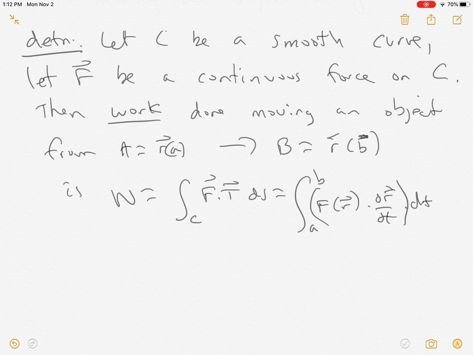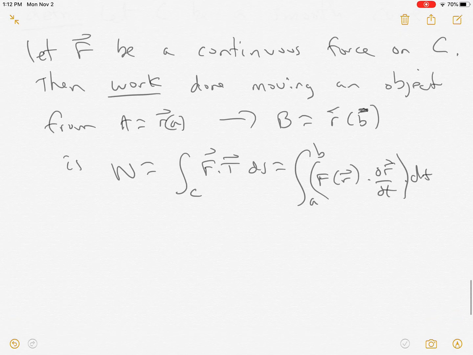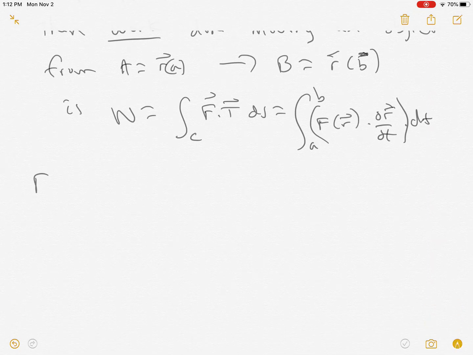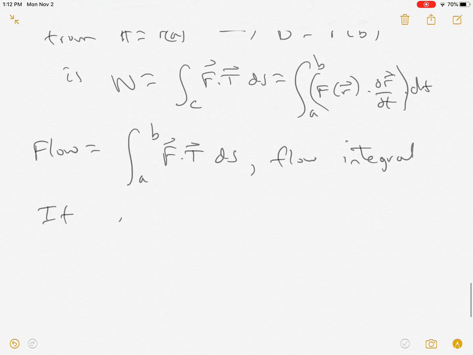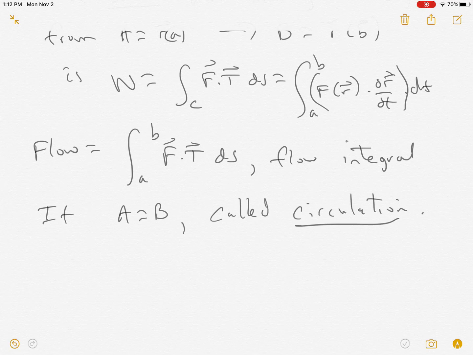Okay, so it's the same integral, and like Calc 2, the same integral does a lot of things, right? We compute work. You can also compute flow, called the flow integral. And if A equals B, in other words, it's a closed loop or a closed flow, let's just call it circulation. Okay.